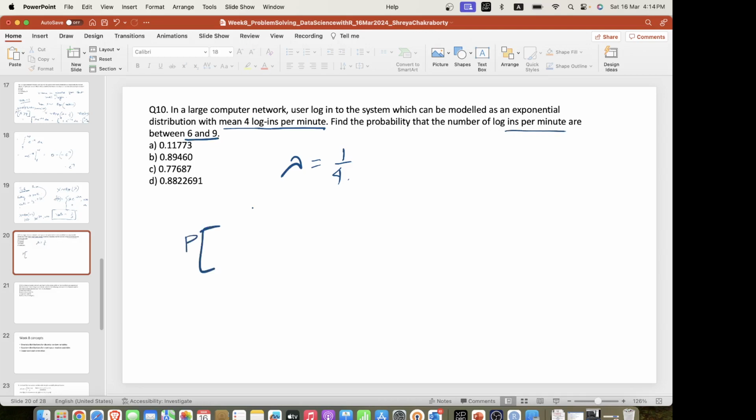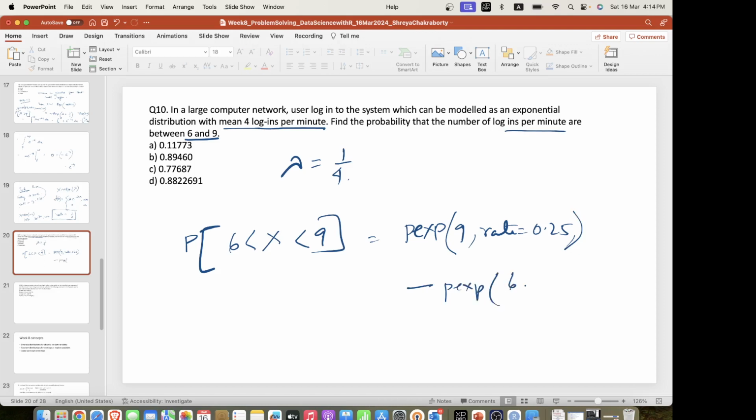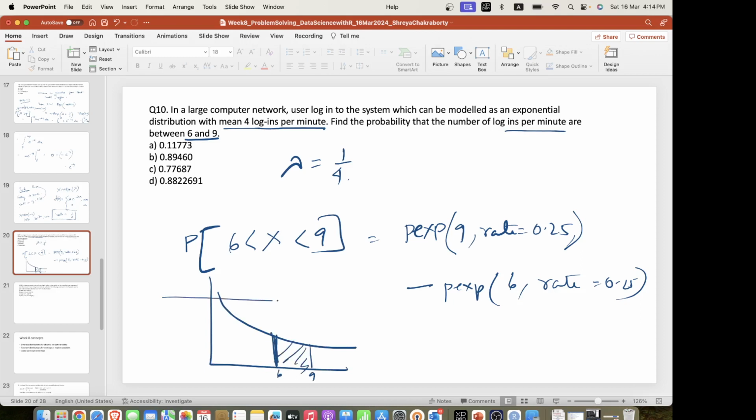So we want probability x between 6 and 9. So what will we write? PEXP 9, rate equal to 0.25, minus PEXP 6, rate equal to 0.25. The exponential distribution looks something like this. So from 6 to 9, this area we want. So calculate area till 9, subtract till 6.